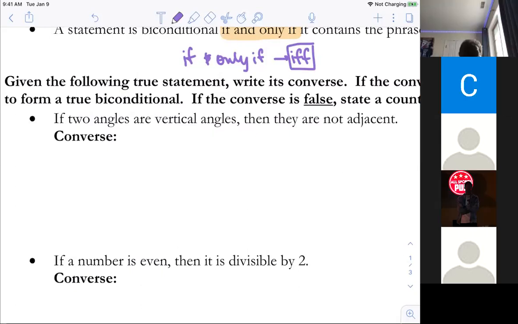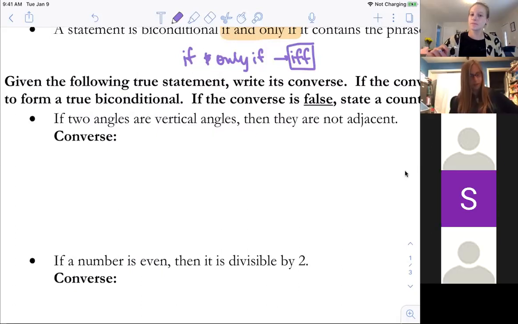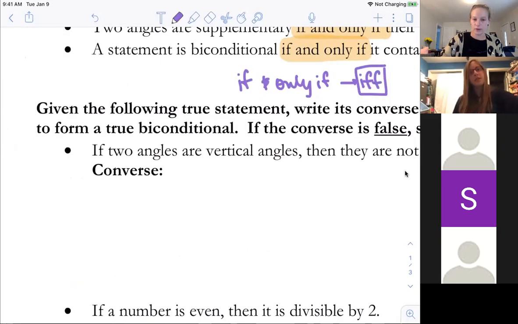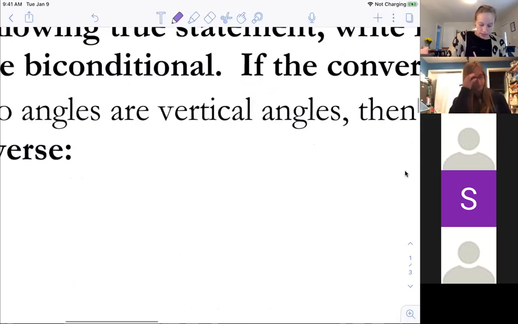Who wants to help me? If they are not adjacent, then 2 angles are vertical. Very good. Thank you again, Ella. If they are not adjacent, 2 angles are vertical. So that's my converse.